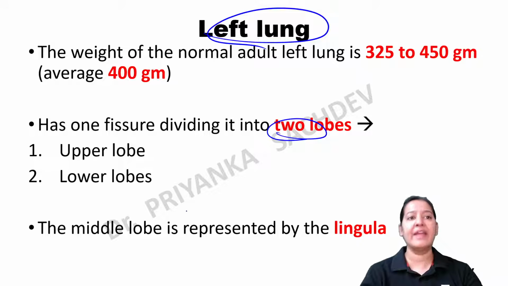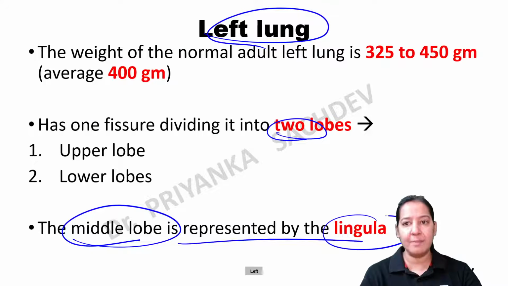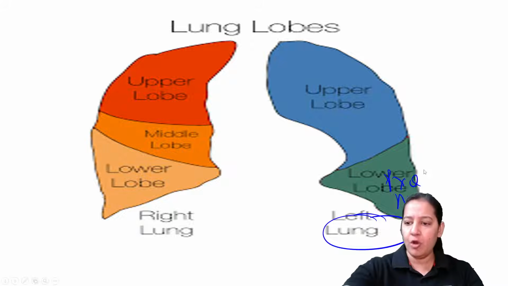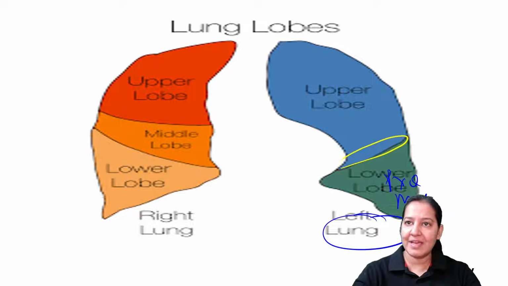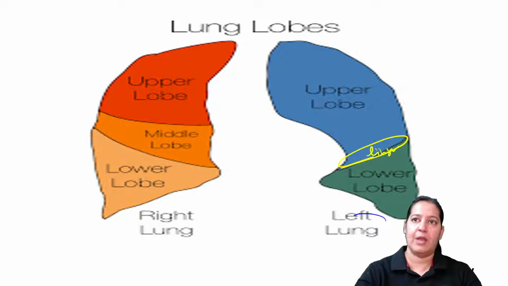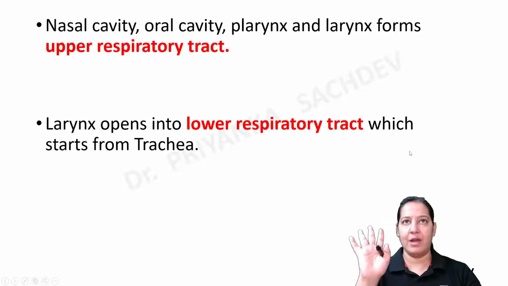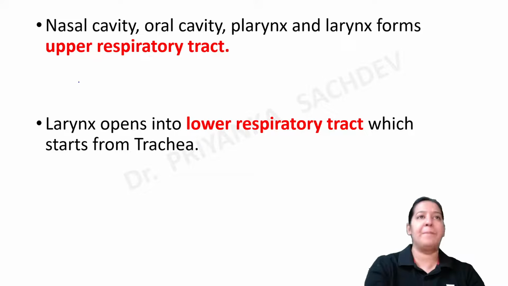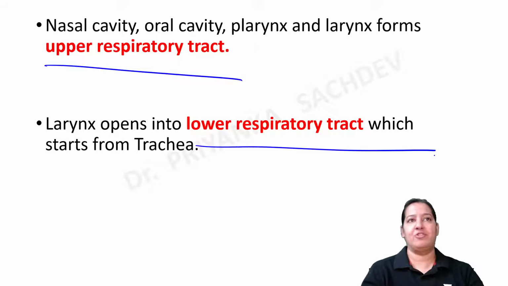It is smaller, right? The middle lobe of the left lung is represented by lingula. It is an MCQ. It is a previous year question in your papers. So the middle lobe of the left lung is represented by a small lingula. So take consideration of this lingula, right? Now we divide the entire respiratory tract into 2 portions, the upper respiratory tract and the lower respiratory tract, right?